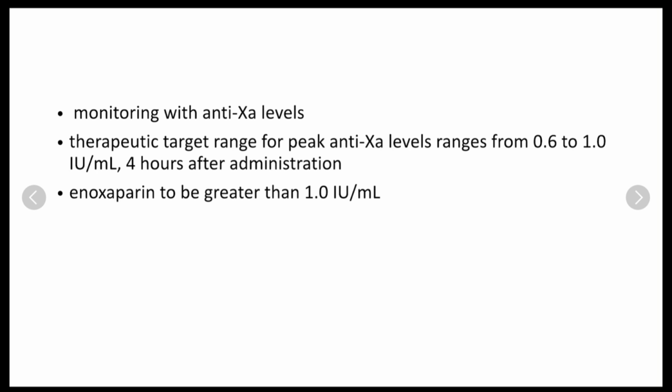Then they are talking about monitoring with anti-factor 10A levels. So we monitor it with the level of factor 10A. The therapeutic target range for peak anti-10A level is 0.6 to 1 international unit per ml after 4 hours of administration. So the level of anti-factor 10A should be 0.6 to 1. And for enoxaparin, it should be greater than 1.